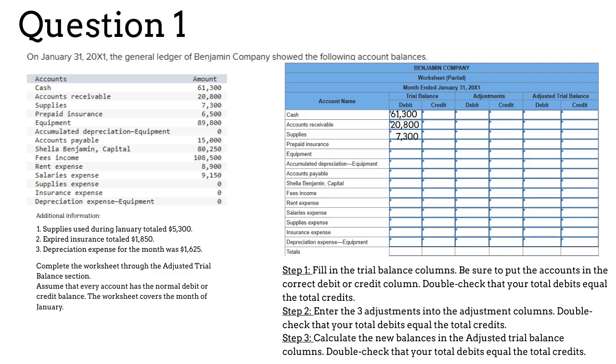the trial balance columns. Make sure that you think about whether the account has a normal debit or a normal credit balance. For instance, the accumulated depreciation and the accounts payable accounts are 2 accounts with a normal credit balance. It's easy to make a mistake. So, double-check that your total debits equal the total credits for the trial balance column before you move on.